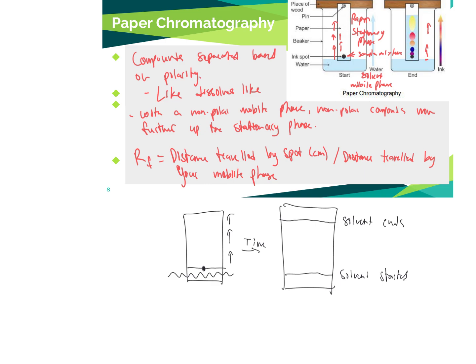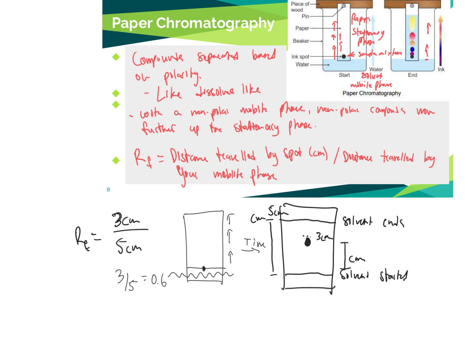And I should put time just so we're not confused. And my spot ended up somewhere here. And so I would take that distance in centimeters. I would take that distance, again in centimeters. Let's say this is 5 cm, and this is about, I'm going to draw this just a little bit longer, 3 cm. And so my RF, in that case, would equal the distance traveled by the spot, 3 centimeters, divided by the distance traveled by the mobile phase, 5 centimeters. So 3 over 5, you can do the calculation, right? It would be 0.6.